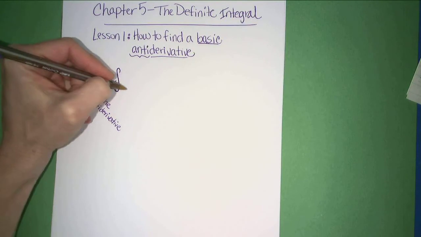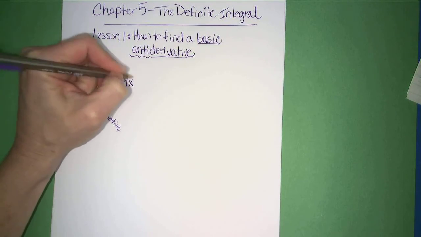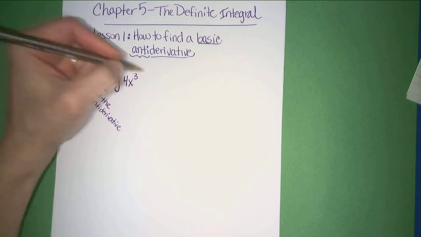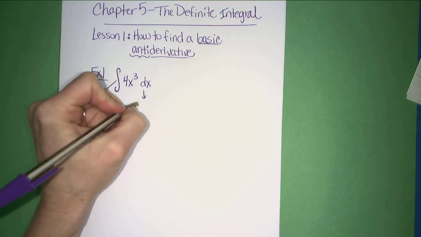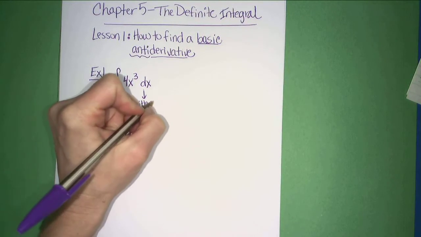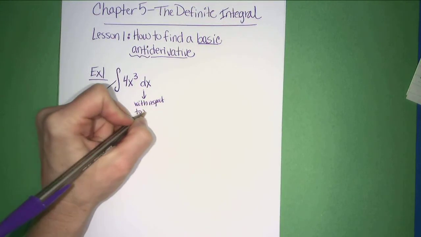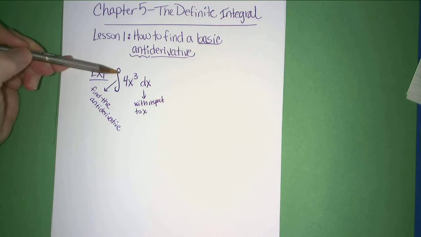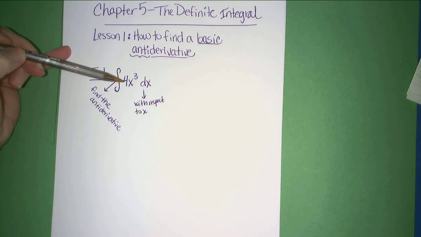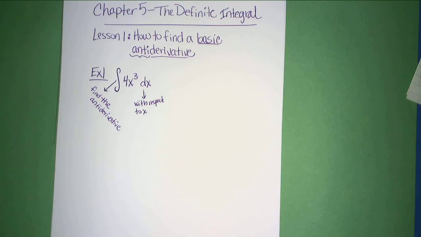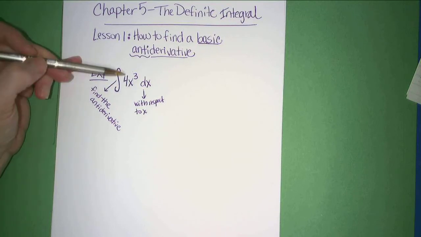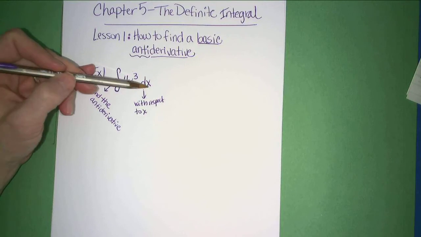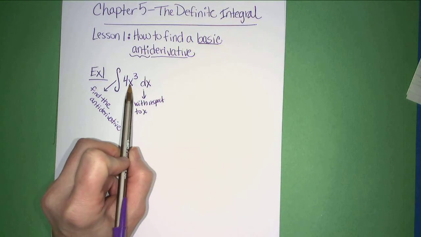Now I'm going to put a function inside here. I'm going to start with the function 4x to the third power, and then behind it, I'm going to put dx. And for today, I just want you to say to yourself, when you see that dx, with respect to x. So, we're going to find the antiderivative of the function 4x to the third power with respect to the variable x. If this was a y for y to the third, then this would say dy. If this was for z to the third, this would say dz. So this variable here will change as this variable changes.